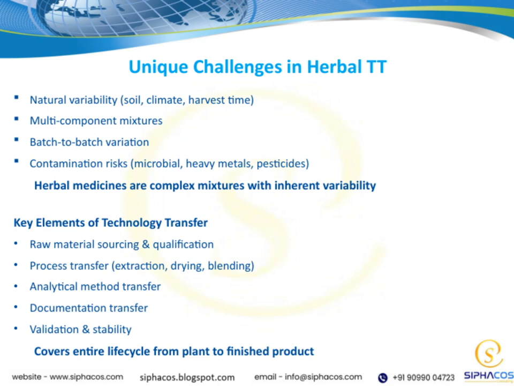Analytical method transfer is equally important. We need validated methods that can be reliably used across different labs to analyze the herbal components accurately. Documentation transfer is also critical. Detailed records ensure that every step and parameter is clearly communicated. Finally, validation and stability studies help us confirm that the finished product remains safe, effective, and consistent over time. All these elements together cover the entire life cycle, from the initial plant material to the finished herbal product, ensuring quality and safety at every stage.